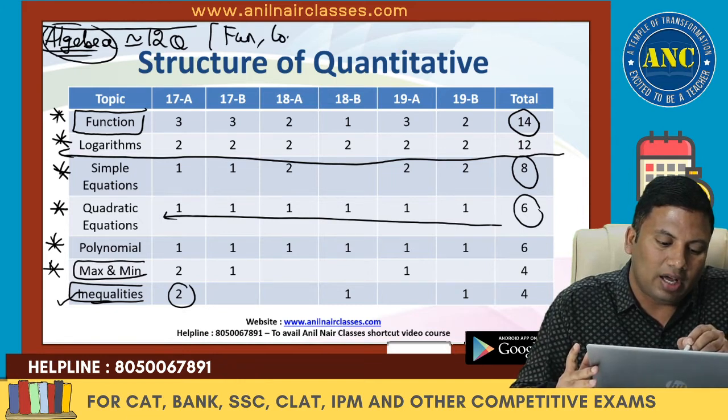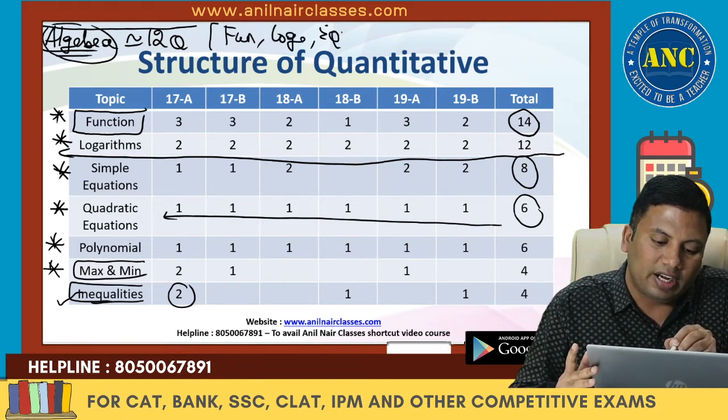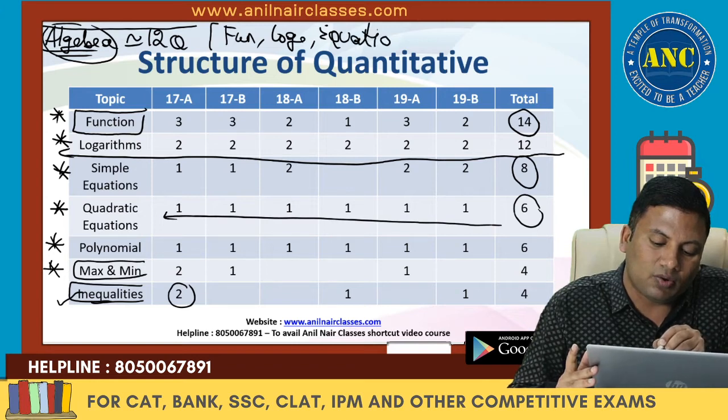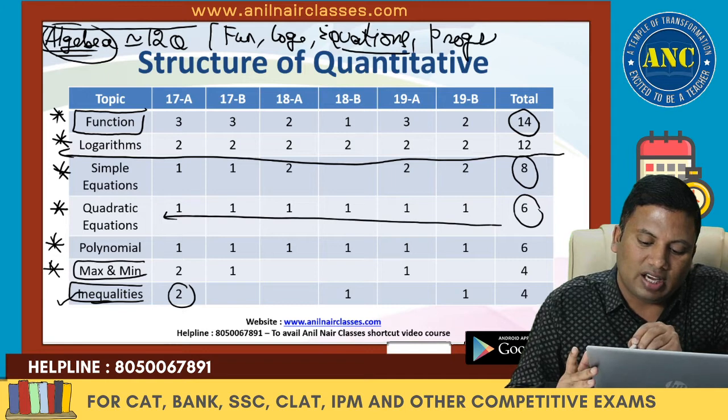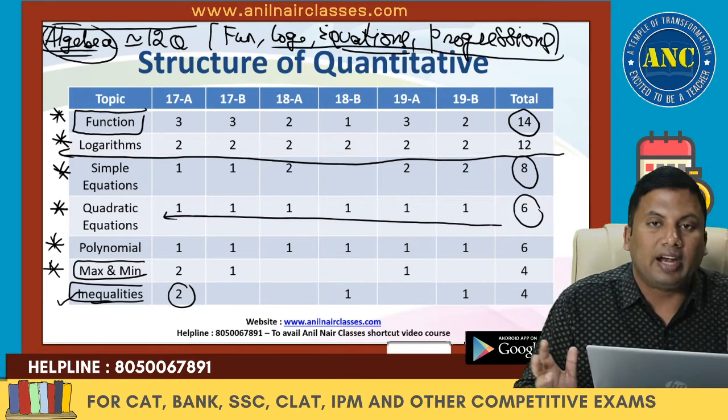So in case you are a student who wants to focus on algebra, the important topics are functions, logarithms, equations, whether linear equations, quadratic equations or polynomial equations, and progressions. These are the 4 important pillars in algebra for you to get a good score.